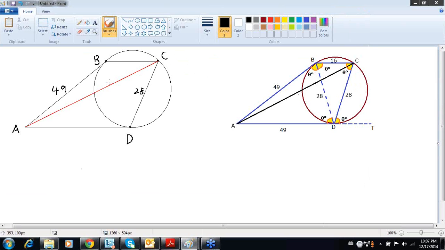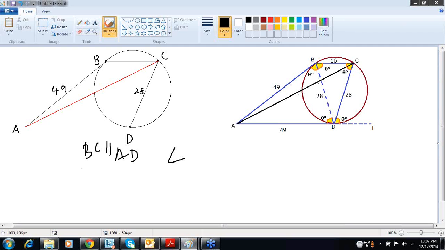Now, see this first figure. What has been given? BC is parallel to AD. Okay, BC is parallel to AD. Just see the construction that I have made. Angle CDT.